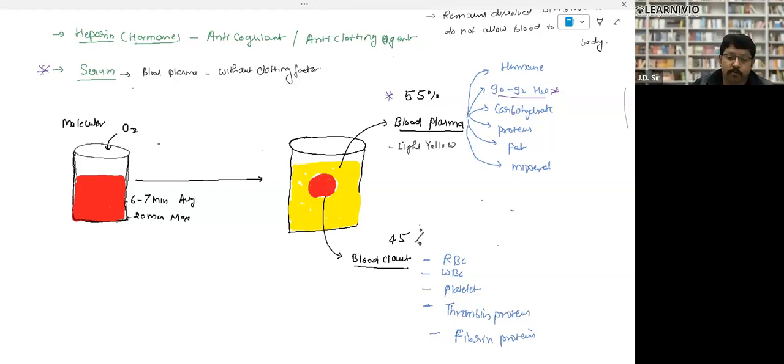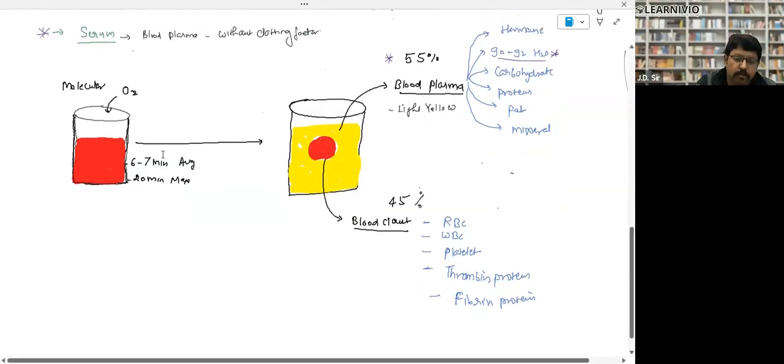For the rest, components like hormones are there. They remain dissolved in our blood. Carbohydrate, meaning sugar, is there. Protein is there, meaning amino acids. Fat is there, and there are minerals. Right. These are the composition of the blood plasma.